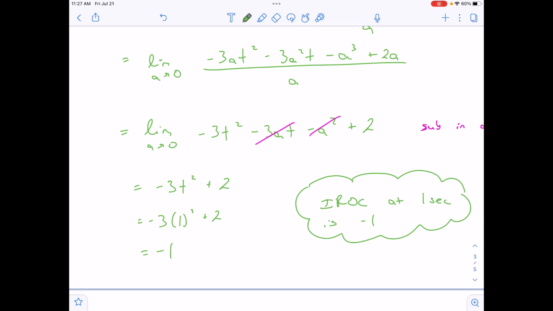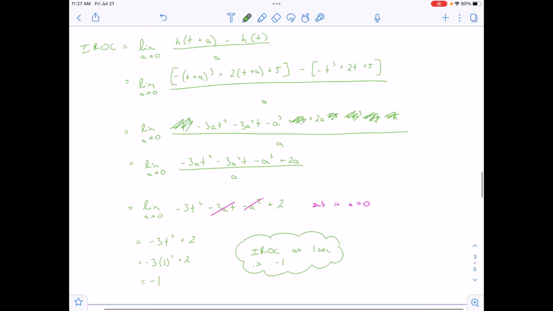Okay? Lots of math here, not super challenging, just a bit of a pattern to get used to. Lots of stuff to mentally keep track of as well. Okay? Great work, everybody.